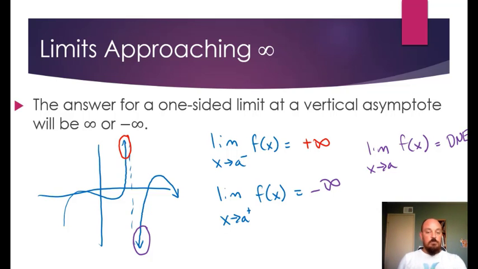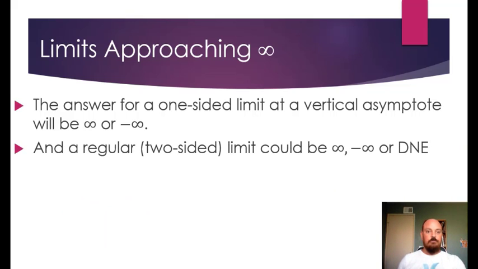So let's talk about those possible final answers for not one-sided limits, but for a regular two-sided limit. So our normal limits, without the plus or minus, are two-sided limits. The answer could be positive infinity, negative infinity, or does not exist. And I'll show you one example of each. We actually just saw an example of does not exist.